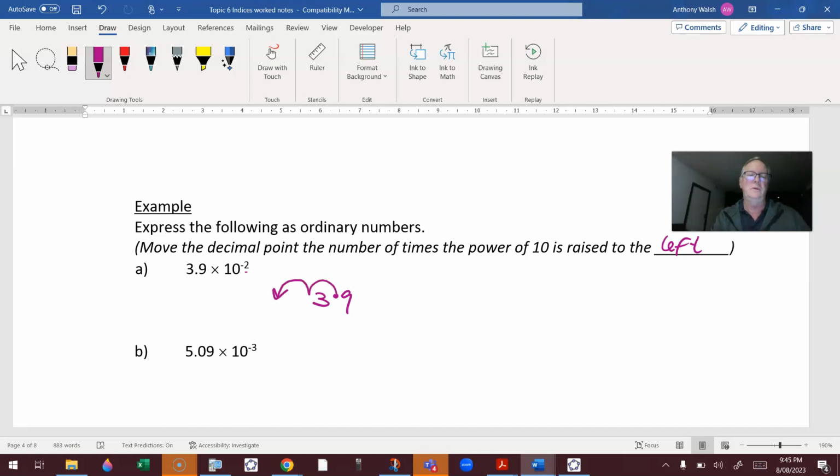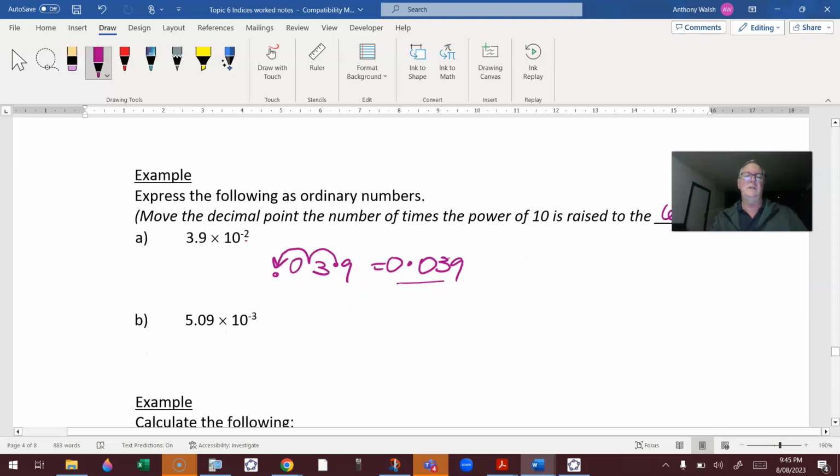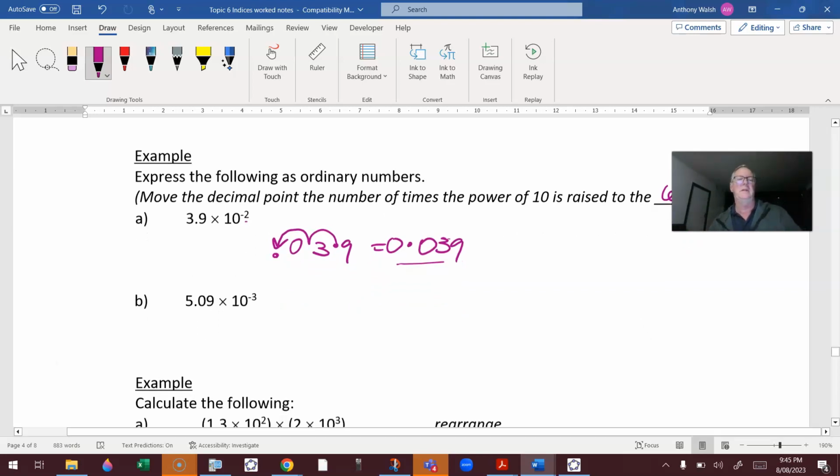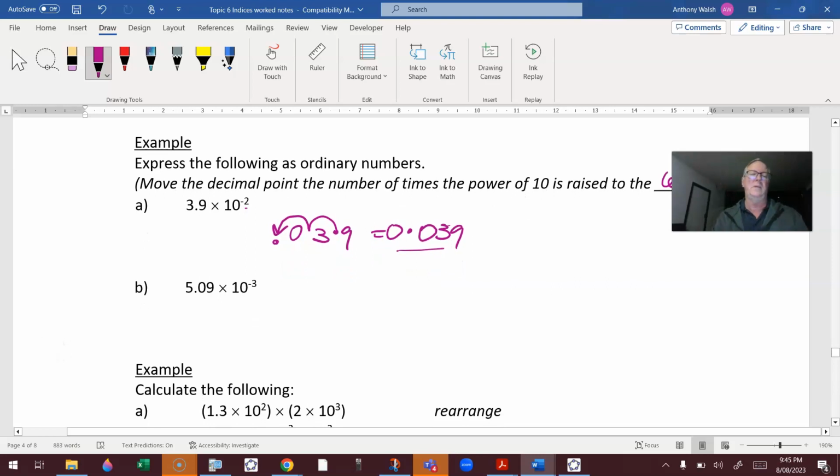So 3.9 by 10 to the negative 2, I'll move the decimal point 2 places, but to the left. 1, 2, there's the new place. What do I put in this gap here? Of course, a 0. So this 3.9 by 10 to the negative 2 is 0.039, and it would just look neater if we put a 0 in front of the decimal place, so it looks like that. That's a number less than 1, so I know I've gone the right direction. I've moved the decimal place to the left to make 0.039. That's what 3.9 by 10 to the negative 2 looks like as a normal number.